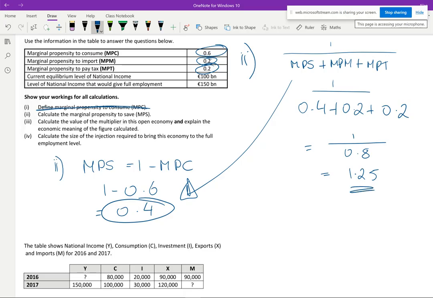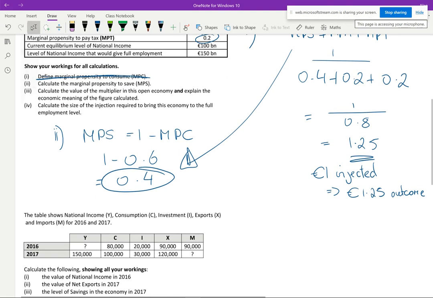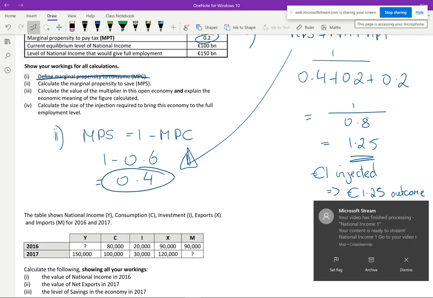Okay, and what does that mean? That means for every €1 injected, it translates to essentially €1.25, I suppose, as an outcome. So again, the government invests €1 billion into the economy, they'll get 1.25 billion in total money. Okay, forget about this question here. We'll do this in a second.